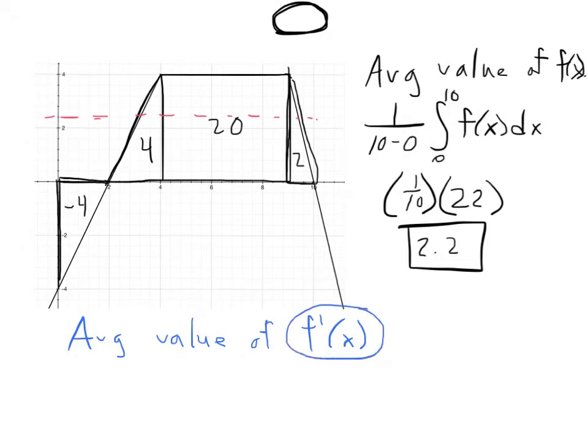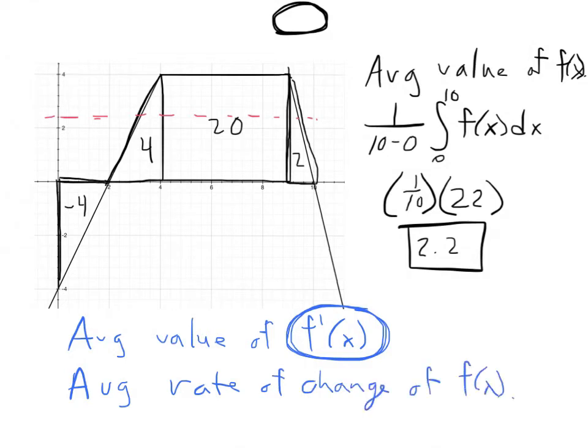Remember what f prime of x is. Remember how f prime of x can be read. We can read it as the derivative of f. We can also read it as the rate of change of f. So this question effectively is asking for the average value of the rate of change of f of x. So even though this problem looked like an average value problem, because it was asking for the average value of the derivative, we can make it an average rate of change problem.